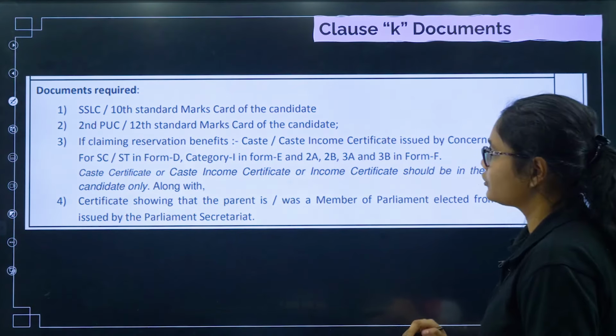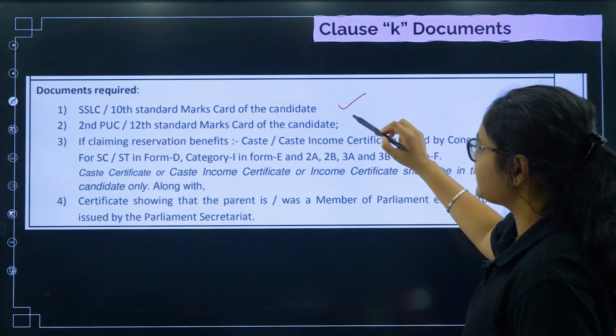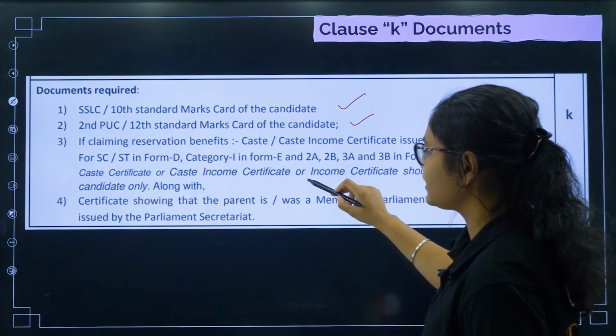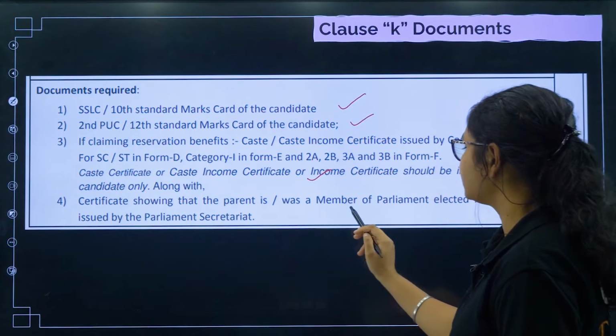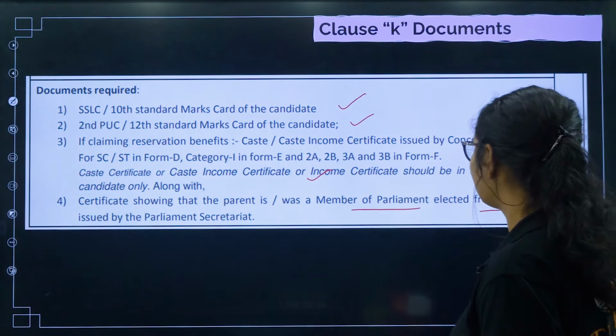Then in this case, what all documents will be required? Your 10th certificate, 12th certificate, then any caste certificate if you want, and a certificate showing that your parent is or was a member of parliament elected from Karnataka.